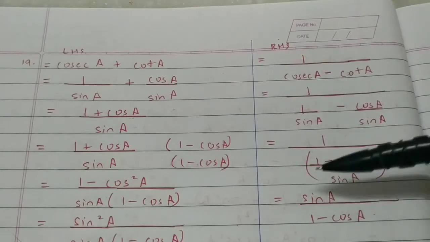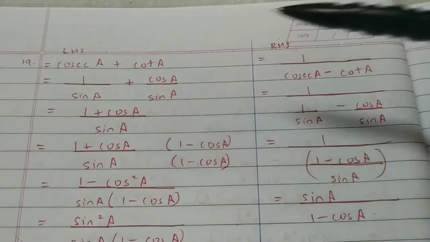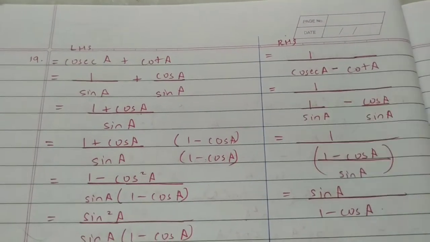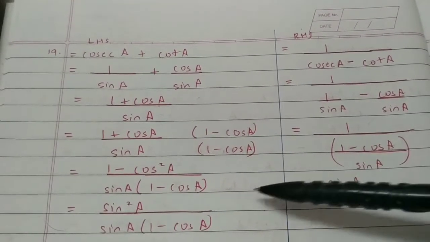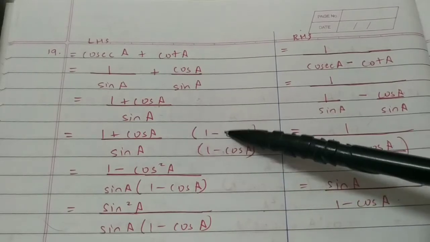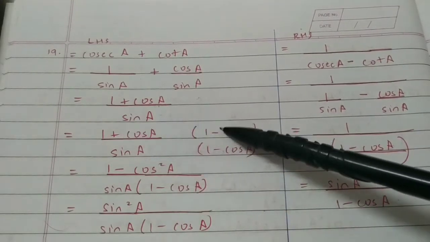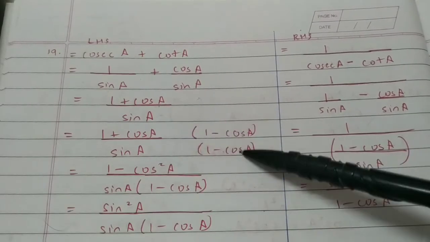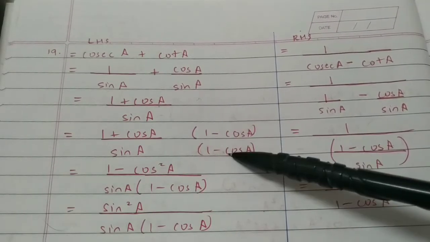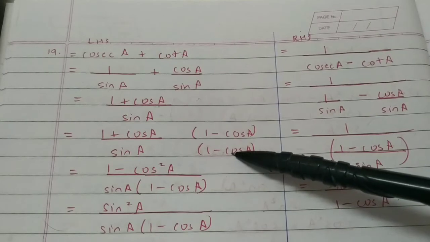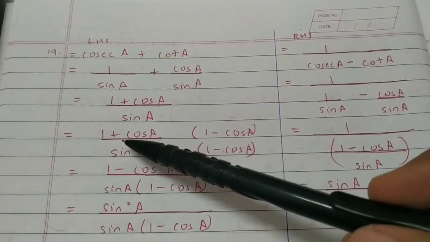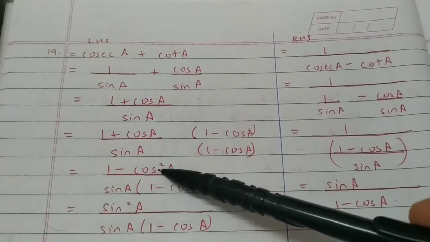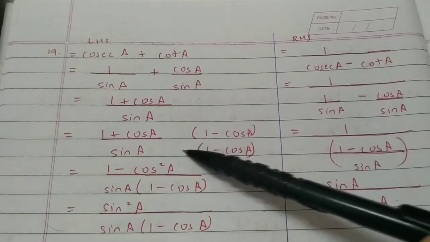You can see that it's a conjugate here. It's 1 plus cos A, and here it is 1 minus cos A. So now remember, whenever you see a conjugate, we multiply with the conjugate, that is the opposite sign. 1 plus cos A, so we'll write 1 minus cos A up and down, numerator and denominator both. Because when we do this, the numerator will become A plus B, A minus B, that is A square minus B square formula. And the denominator is just the product of these.